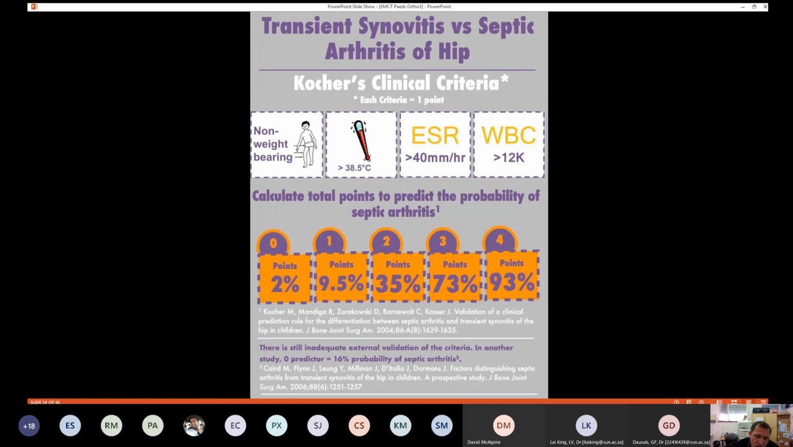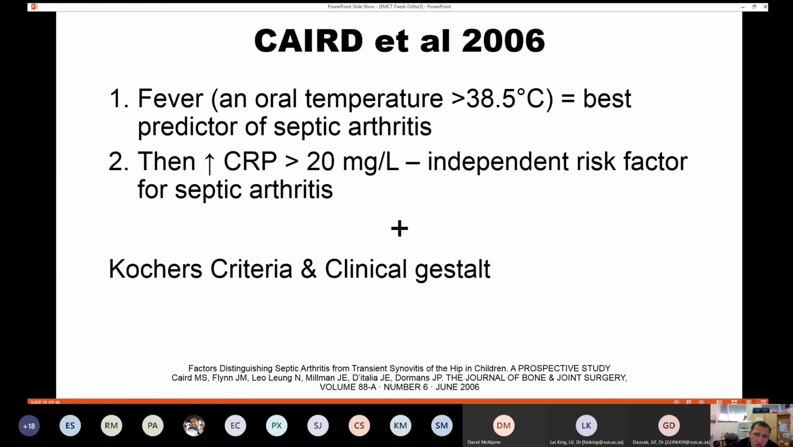Caird et al., as you can see in the slide, show that even if you had 0 points, you still had a 16% chance of having septic arthritis. So what they then described was to combine Kocher's criteria and add a CRP. In their study, they found that fever was the best predictor of septic arthritis. And if you add a CRP of more than 20, it would be an independent risk factor for septic arthritis.